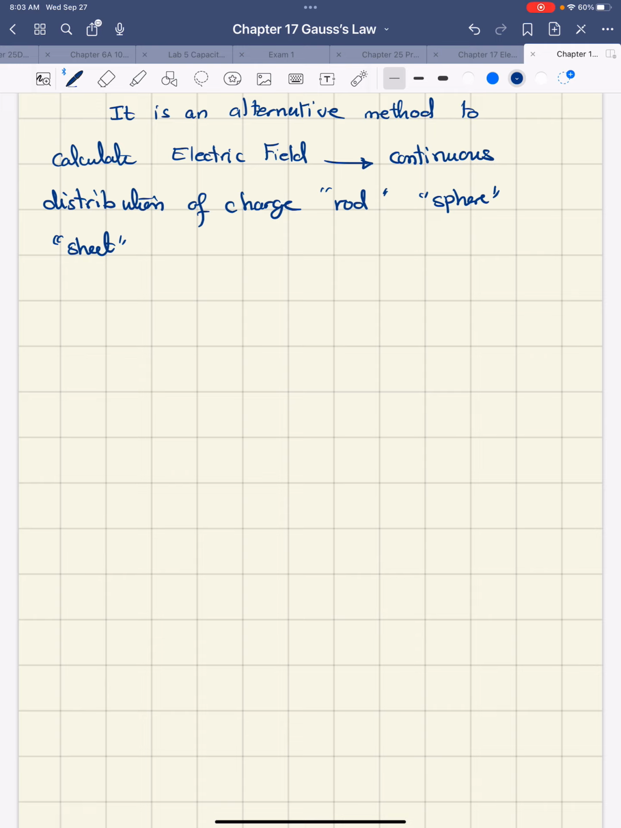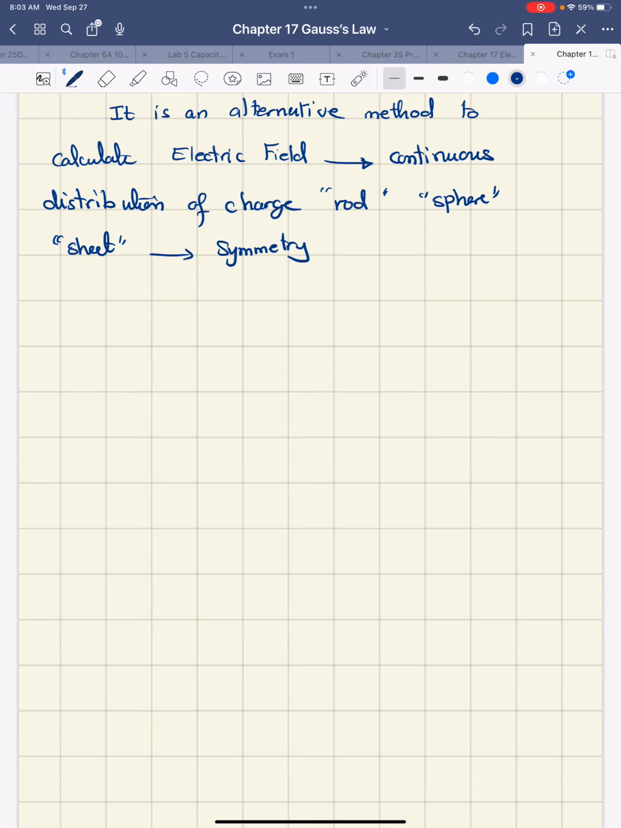One thing that I will say here for Gauss's law, it's not going to be a general principle. It has to do with symmetry. When we have symmetry, we will be able to use it. If we don't have that symmetry, it's going to be very difficult to use it.